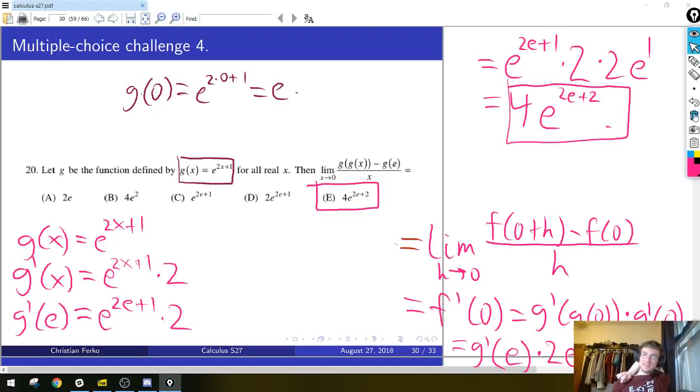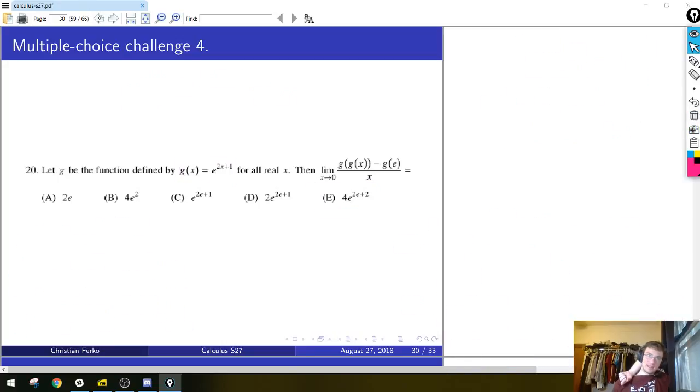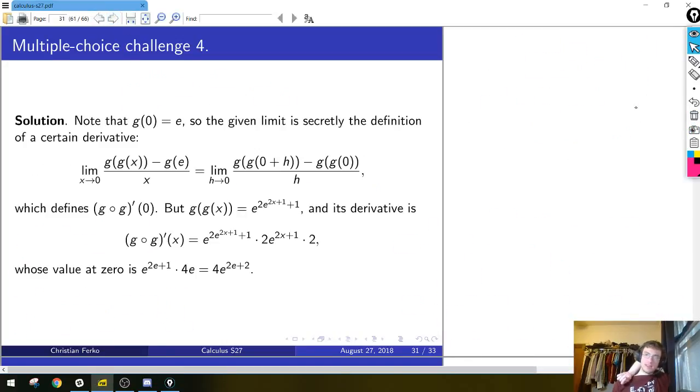Okay, so, yeah, I think that's actually a kind of cute problem, but just to recap what we did, because there were a few steps, right? So first we had to recognize that this limit that we were given is secretly a derivative. What derivative? Well, it's the derivative of g composed with g, which means g of x. So first we recognize that. Then we use the chain rule to get the derivative, g of x.